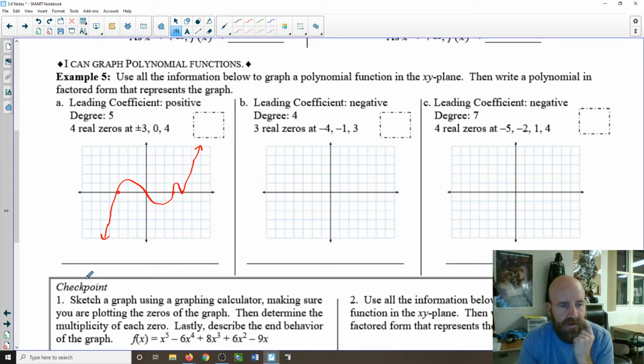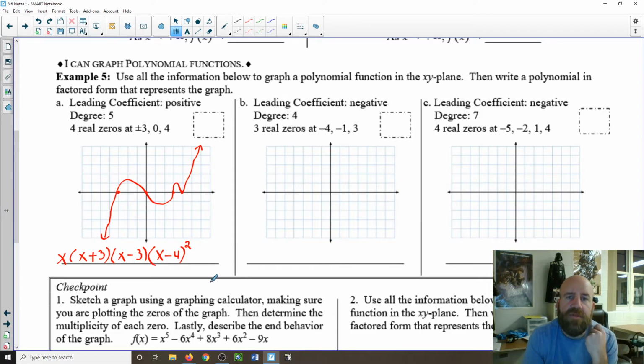Okay. So now what we're doing is we're writing out factored form. So we had one of them at -3. We had one of them at 0, so that's going to be this x here. And then one at +3, so x minus 3. And then 2 of them at 4, so x minus 4. We can write it twice, or we can just put the power of 2 on there. It says multiplicity of 2.